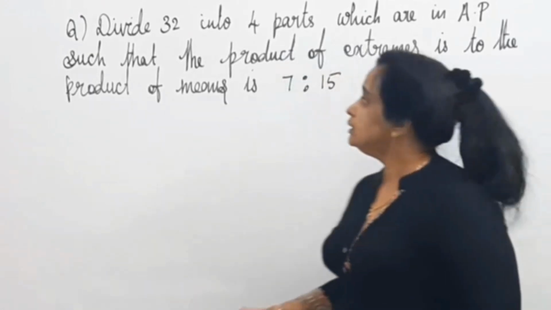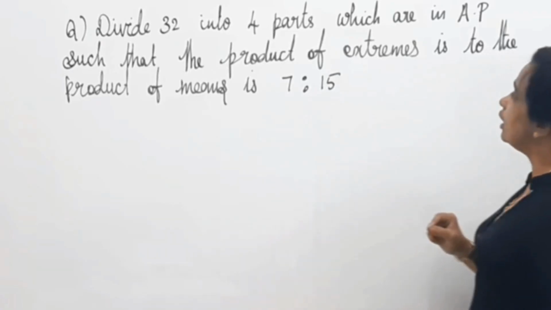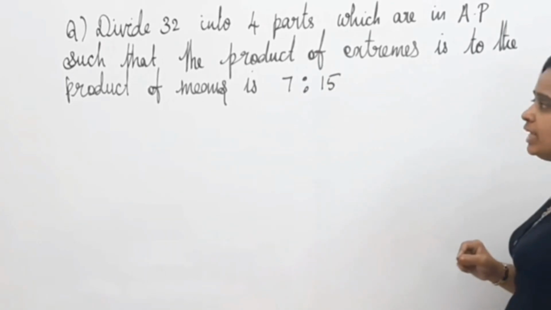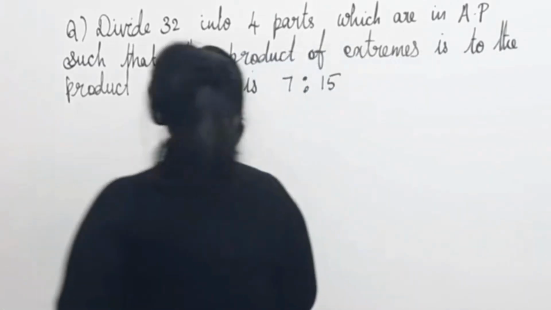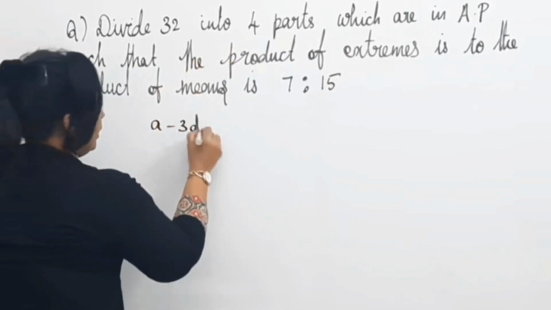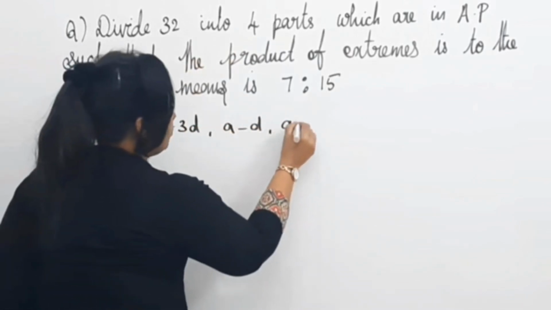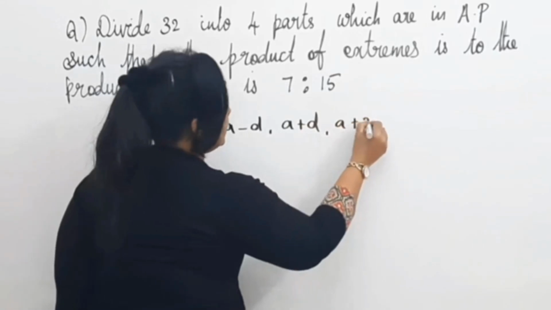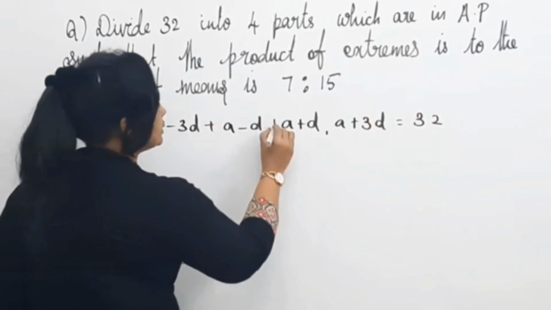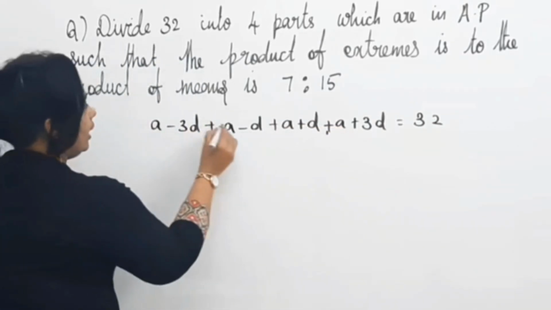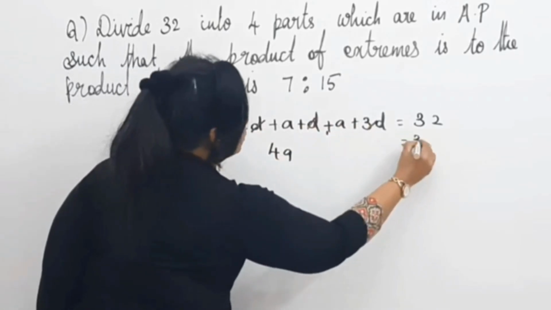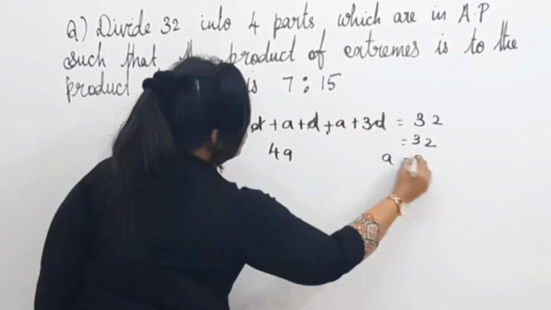So simple. Now divide 32 into 4 parts which are in AP such that the ratio of the product of extremes to the product of means is 7:15. So 4 parts, that means a minus 3d, a minus d, a plus d, and a plus 3d. So the total is 32, which means the sum. So now the a's add up to 4a, the rest all gets cancelled. That's equal to 32. So a is equal to 8.